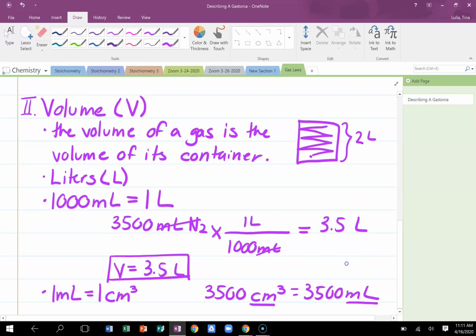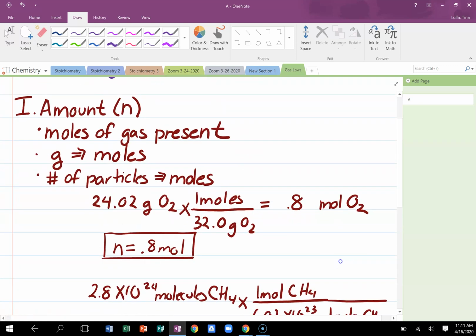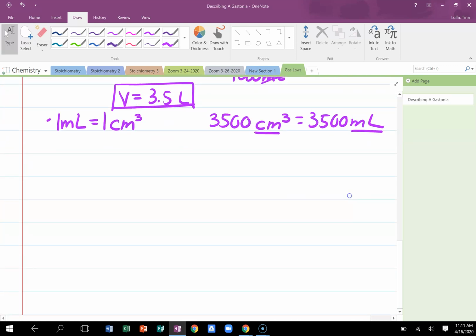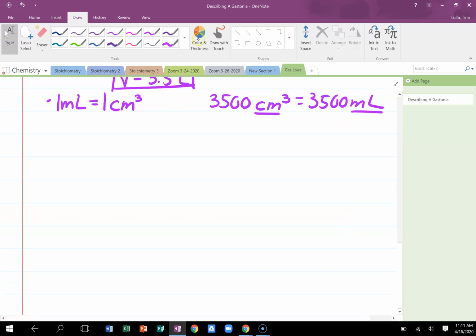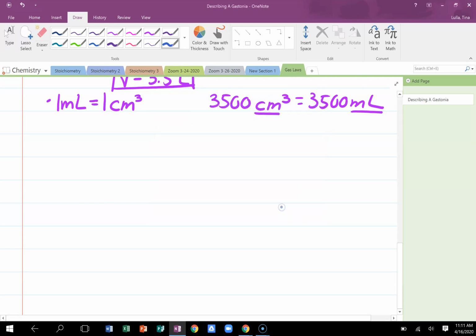Okay, so that's it for volume. Pretty straightforward. Again, amount is always measured in moles, and volume is always going to be measured in liters. So we're going to switch colors here and move on to temperature.